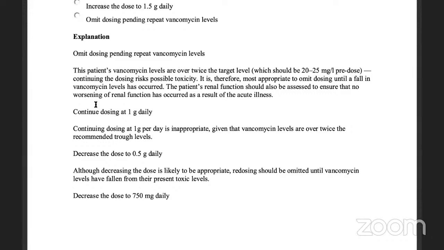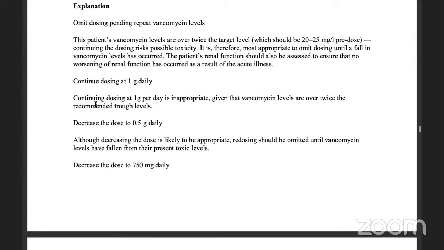So the patient's vancomycin level is over twice the target level, which should be 20 to 25 milligrams per liter pre-dose, and continuing the dosing risks possible toxicity. It is therefore most appropriate to omit dosing until a fall in the vancomycin level has occurred. The patient's renal function should also be assessed to ensure that no worsening of the renal function has occurred as a result of acute illness.